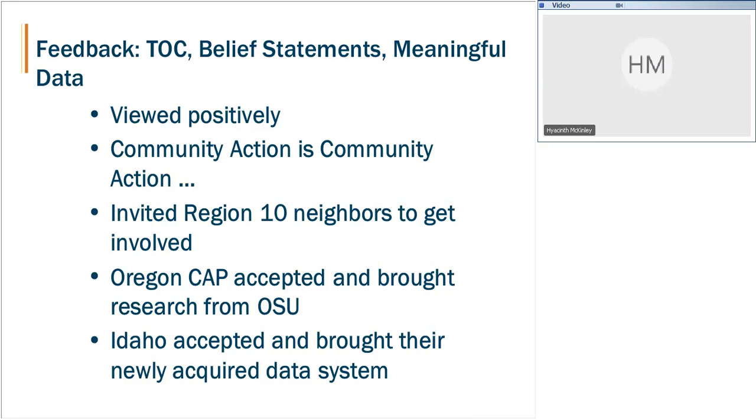And so Washington State went through this process and decided that they would look at it from the purposes of sharing it. And when we did so, we determined that Region 10 wanted to do a more formal process and adopt this as a way to go. And so we started to involve the community action agencies in Oregon, who not only accepted the idea but brought on this research from Oregon State University. And then Idaho also agreed to accept the framework under that theory of change model, and they themselves had just gone through a process of creating a software system for CAP agencies for the entire state of Idaho, and they offered to extend that knowledge that they'd acquired into this relationship. Next slide.